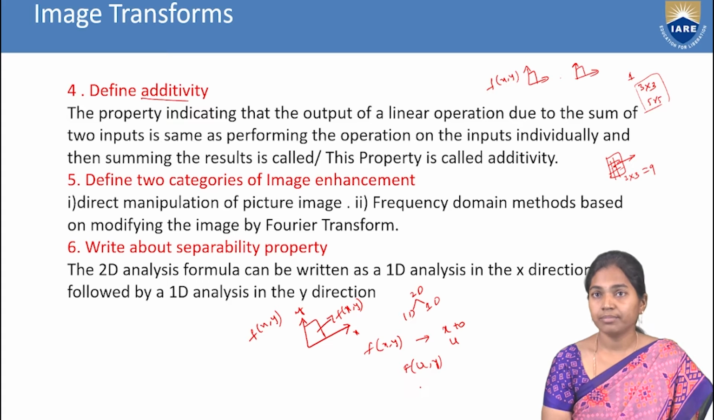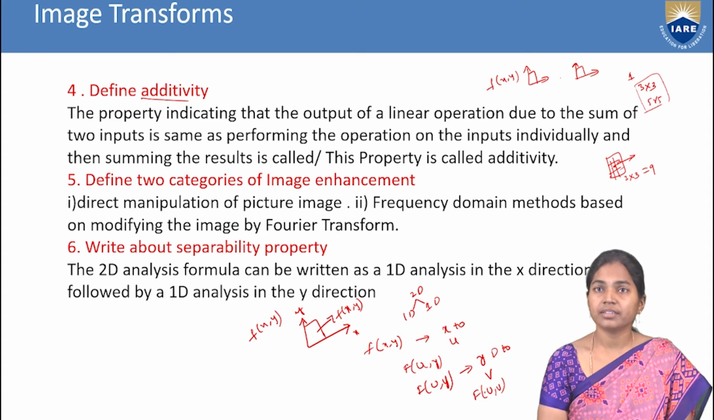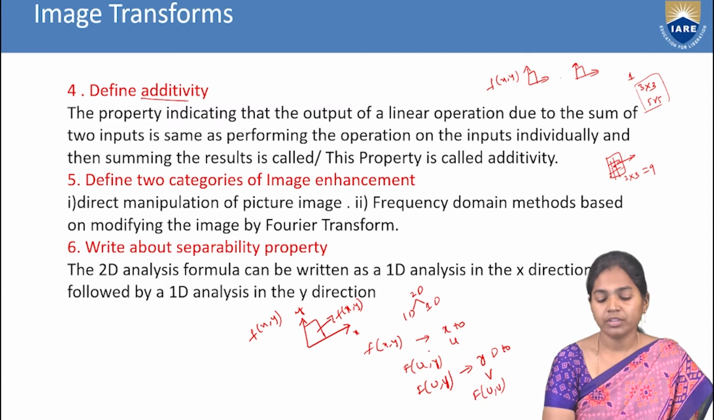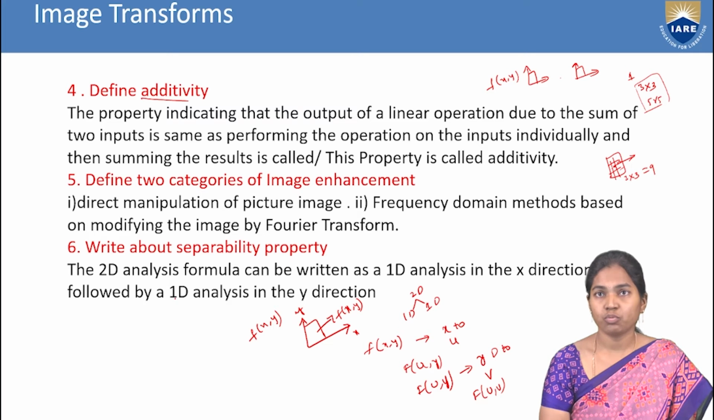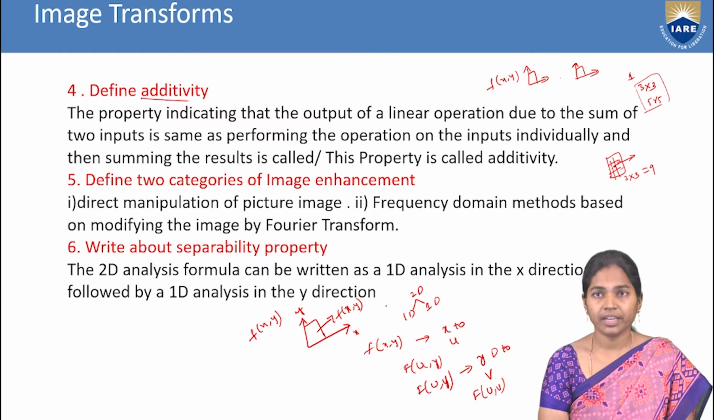Again apply the same property on f of u comma y, from y domain to v domain. Then the resultant is f of u comma v. So the 2D analysis formula can be written as a 1D analysis in the x direction followed by a 1D analysis in the y direction.